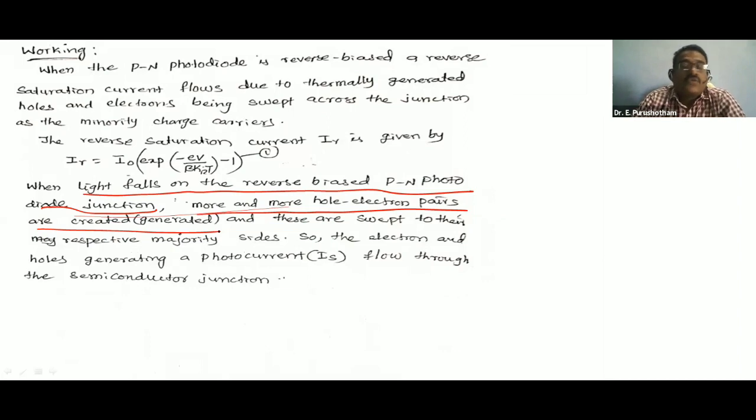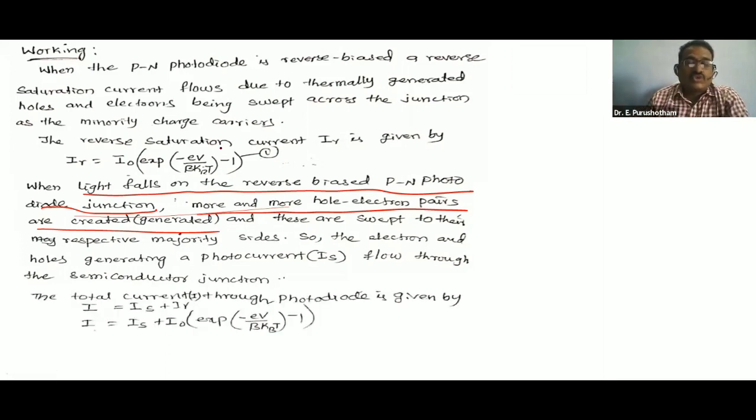The current flows through the semiconductor due to the light falling at the depletion layer. At the depletion layer, the electron and hole pairs are generated. These are moving across the junction and move away from the junction. Due to this moving, it produces a current. That current is called photocurrent, represented by IS.